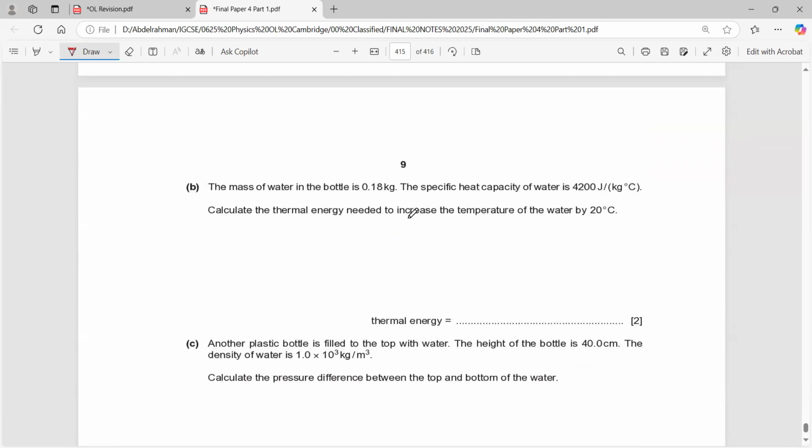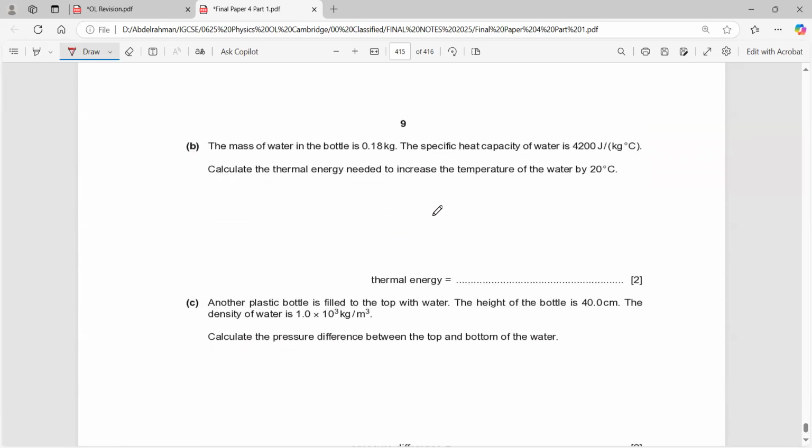So, let's solve it. Come on, guys. The mass of water in a bottle is 0.18 kilograms. The specific heat capacity of water is 4,200 joules. Calculate the thermal energy needed to increase the water by 20 degrees Celsius. You need to increase the temperature. Guys, last page, 413.